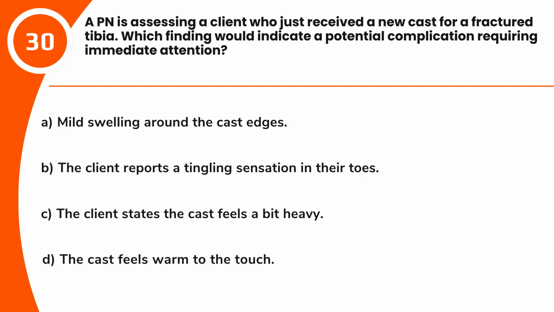Question 30. A PN is assessing a client who just received a new cast for a fractured tibia. Which finding would indicate a potential complication requiring immediate attention? A. Mild swelling around the cast edges. B. The client reports a tingling sensation in their toes. C. The client states the cast feels a bit heavy. D. The cast feels warm to the touch.